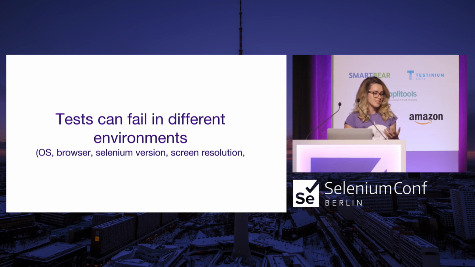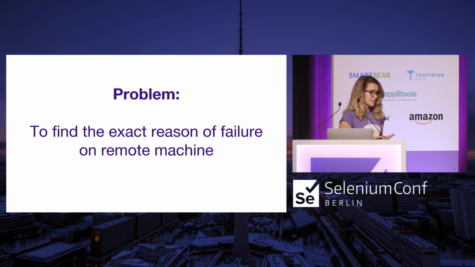But as a manual QA, I couldn't imagine how I can debug my tests remotely, because I'm used to seeing things. I'm used to opening my browser to check what's going on there and feel and see if there are some bugs or not. And when a test is running on a remote machine, yeah, I can add console log. I can add some pauses and try to understand what's going on there. But basically, there is a problem to find the exact reason of failure on a remote machine.